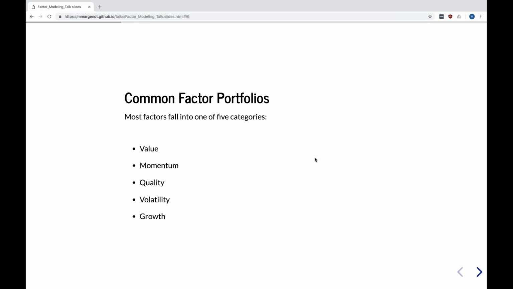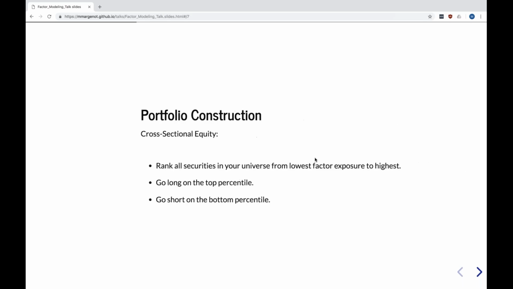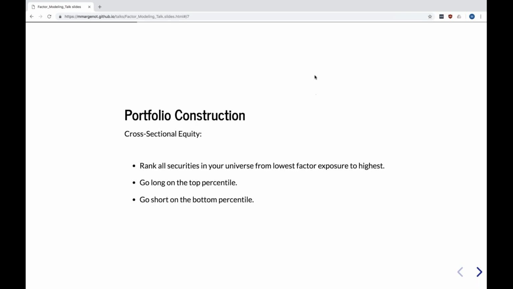And then there's this notion of growth, which is trying to go long on securities that are high growth and short on securities that are low growth. So most factors that you'll see, a lot of alternative factors that you'll come up with, are going to fall into one of these 5 categories. And we can kind of come up with this characteristic essential portfolio for each of these if you really want to. For actual portfolio construction, how we actually use a factor, we use this method called cross-sectional equity, or you may know it as long-short equity.